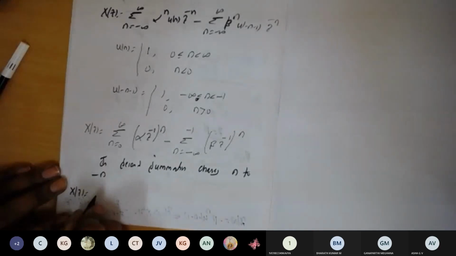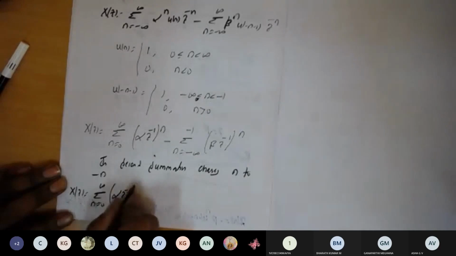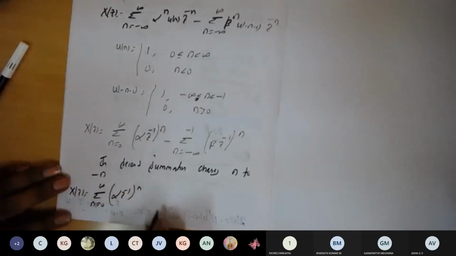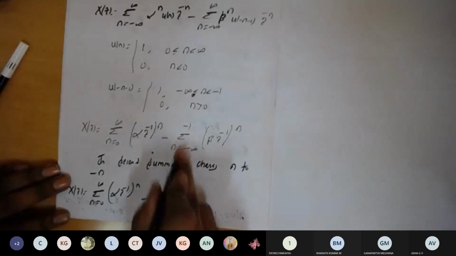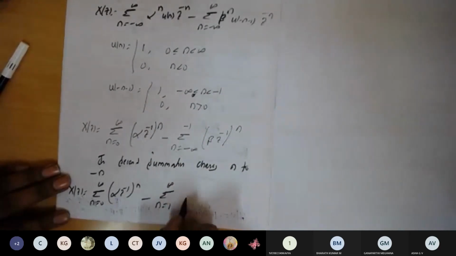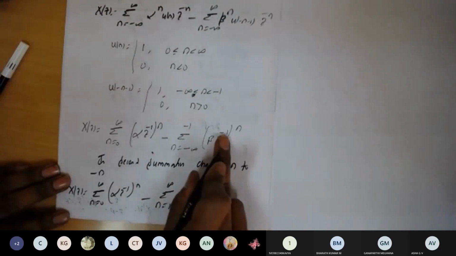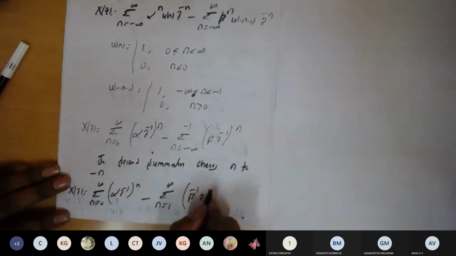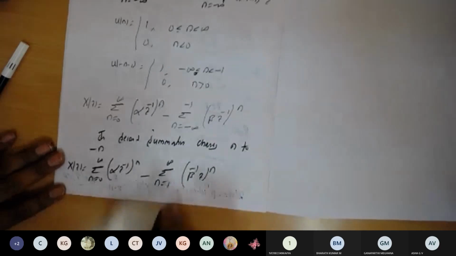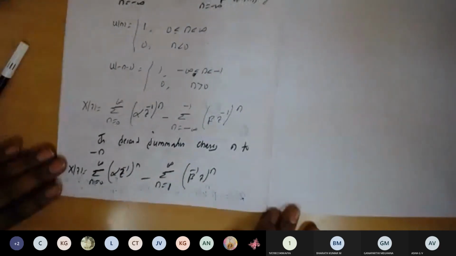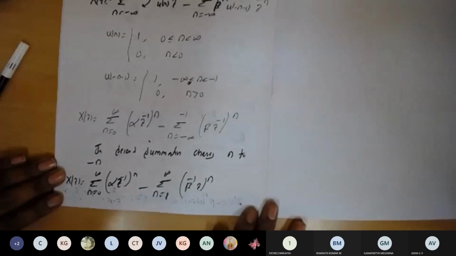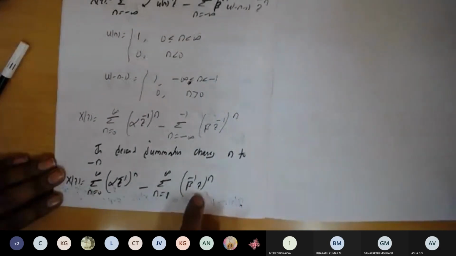So this will become X of z is equal to summation n is equal to 0 to infinity alpha into z inverse to the power of n, minus, in the second summation, if I change n to minus n, it will become n is equal to 1 to infinity, beta inverse into z, whole to the power of n. Already we did this one, I'm just doing it directly. Okay. Now what we can do, this is the sum of infinite terms formula. This is also the sum of infinite terms formula. We have seen both the formulas.